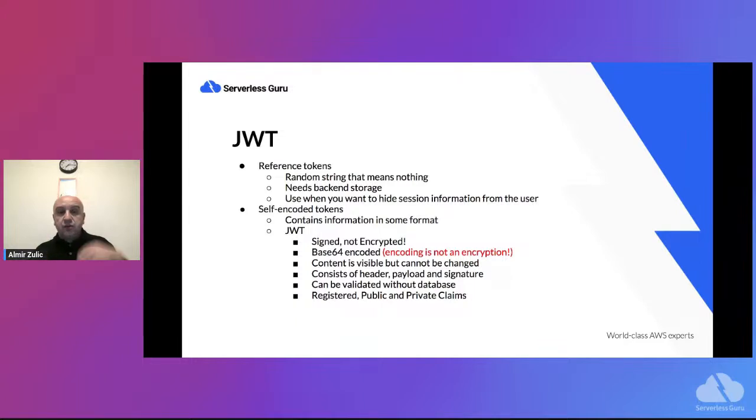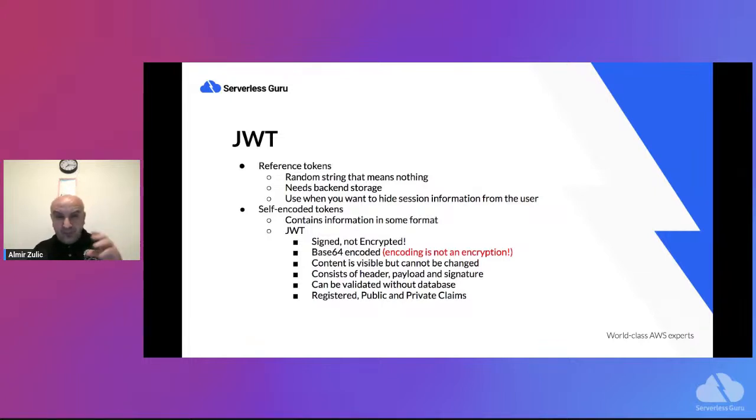So self-encoded tokens are actually encoded data. JWT is JSON Web Token. This means that the data encoded within this token is actually a JSON document, and the properties that are inside of this token are called claims.